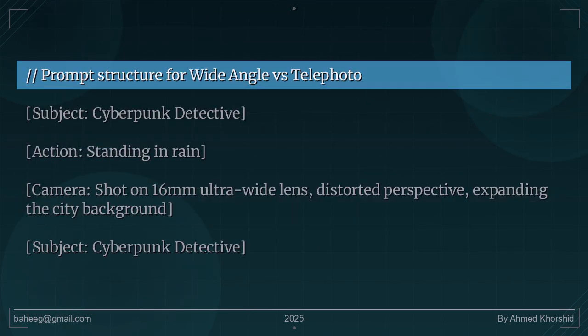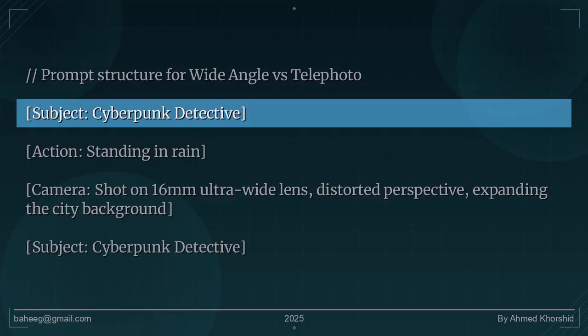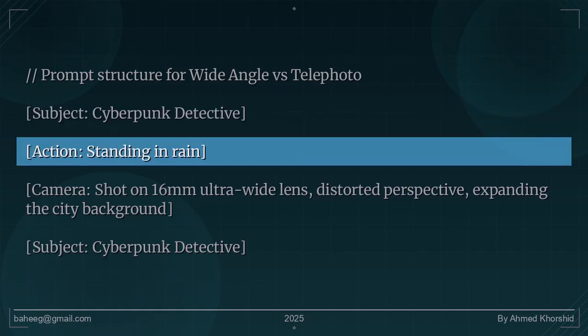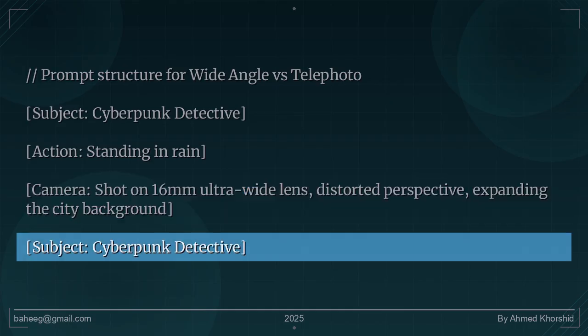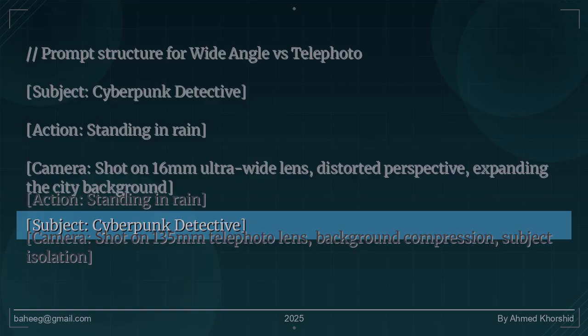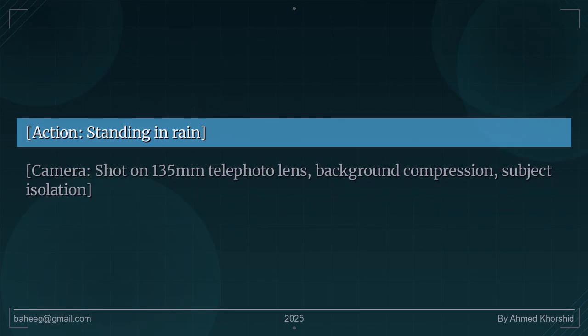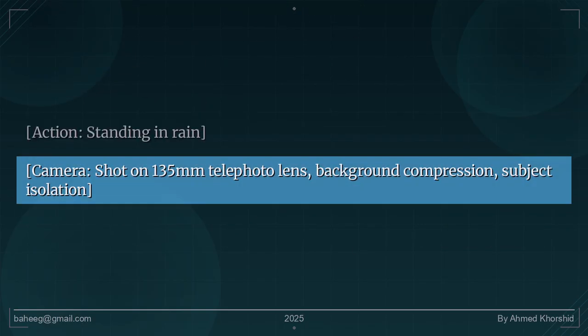Prompt structure for wide-angle vs telephoto. Subject, cyberpunk detective. Action, standing in rain. Camera, shot on 16mm ultra-wide lens, distorted perspective, expanding the city background. Subject, cyberpunk detective. Action, standing in rain. Camera, shot on 135mm telephoto lens, background compression, subject isolation.